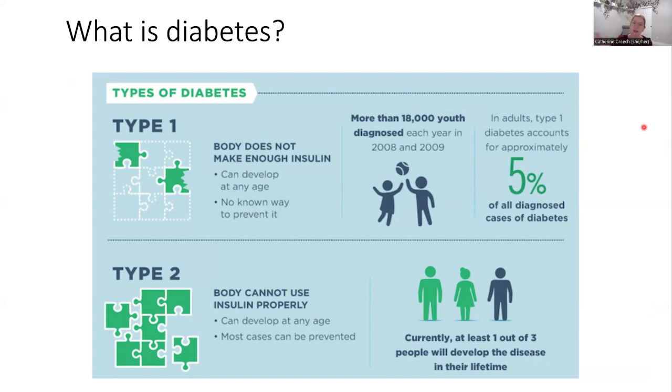That means that 95% of all diabetes cases are type 2. Type 2 used to be called adult onset because it was diagnosed later in life. But now we know to call it type 2 because it can occur in children. That's when your body doesn't use insulin properly. It can develop at any age. And currently, the statistics are 1 in 3 people will develop type 2 diabetes in their lifetime, which is really high. So it's important to think about what happens when insulin doesn't work, especially if 33% of the population are going to experience this.